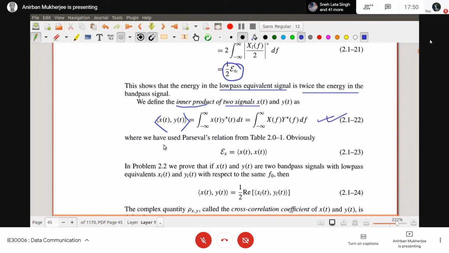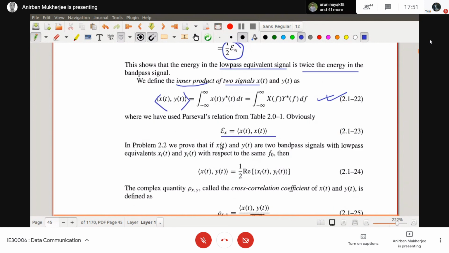Now, we have used the Parseval relations. What is my energy? Energy is the integral from minus infinity to plus infinity of mod of x(t) whole square. Mod of x(t) whole square is x(t) x star(t), that means the inner product of x(t) and x(t). Now, if I take the inner product of two band pass signals, with low pass equivalents x_l and y_l.